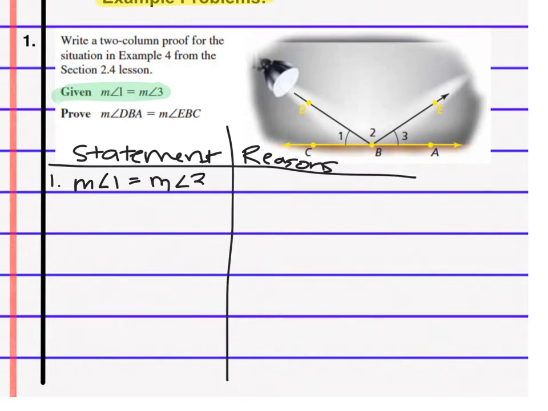Measure of angle 1 equals measure of angle 3. Why? That is given. Okay, now our goal is to prove that DBA, so we want to prove that this big angle here is congruent to EBC. Okay, so that is our goal.